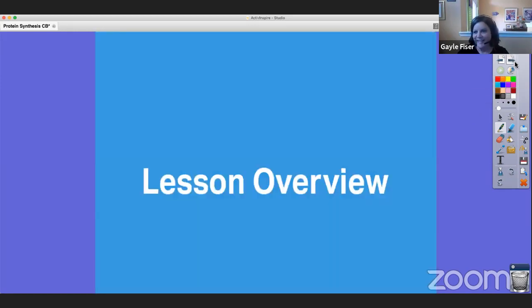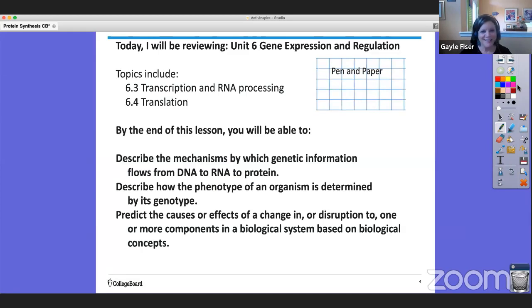Lesson overview for today. We're in Unit 6, Gene Expression and Regulation. The topics include 6.3, Transcription and RNA Processing, and 6.4, Translation. By the end of this lesson, you'll be able to describe the mechanisms by which genetic information flows from DNA to RNA to protein, describe how the phenotype of an organism is determined by its genotype, and predict the causes or effects of a change in or disruption to one or more components in a biological system based on biological concepts. So grab your pen and paper.